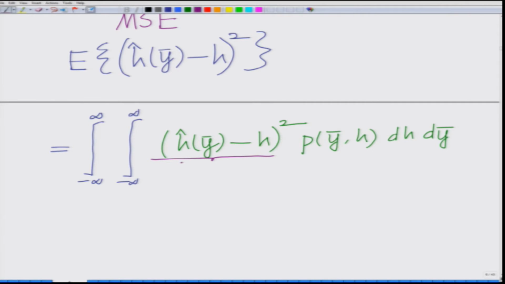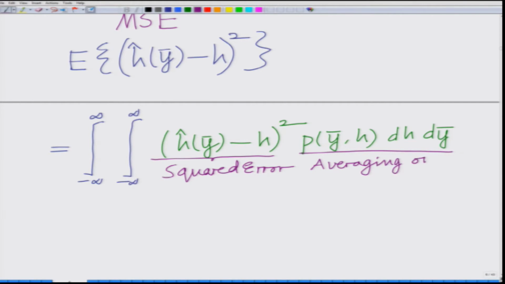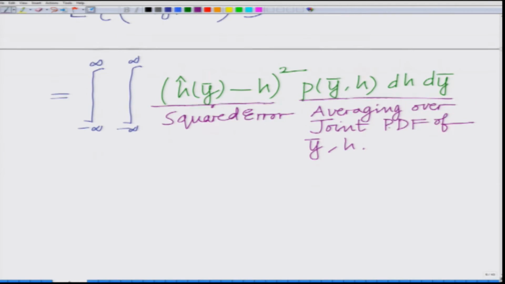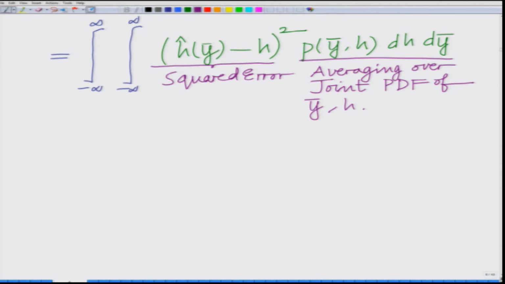This is your squared error, which is a function of y bar and h. And what we are doing over here is averaging over the joint PDF of y bar comma h. And now I am going to use an important property of this joint probability density function to simplify this expression.